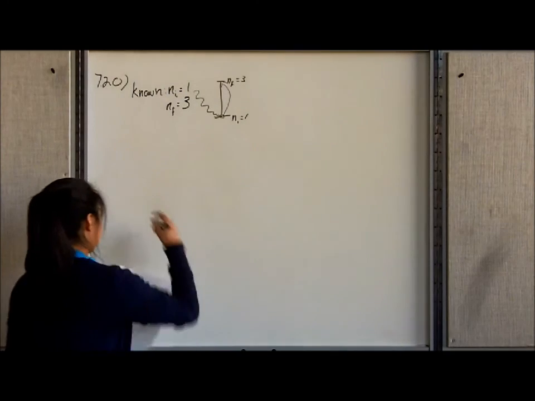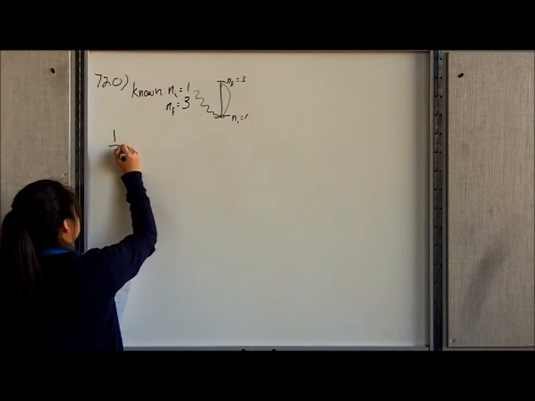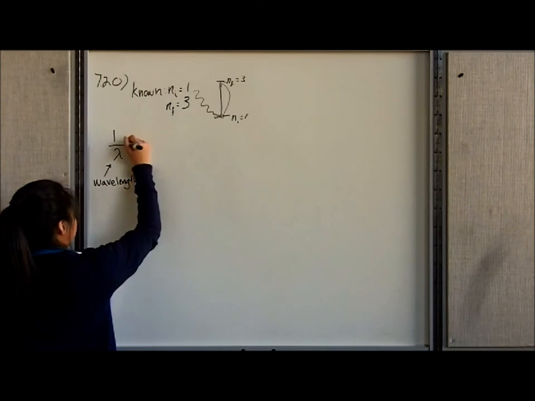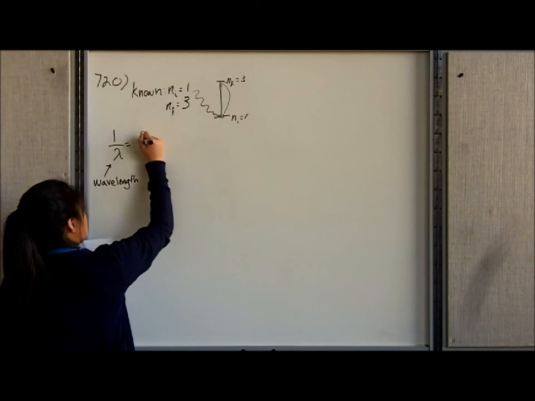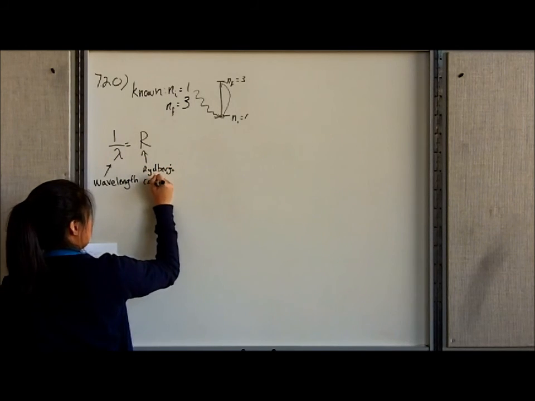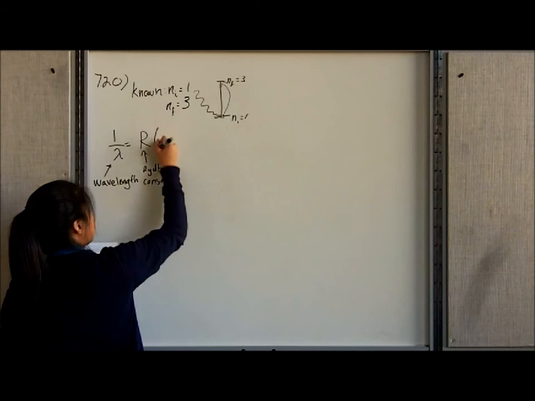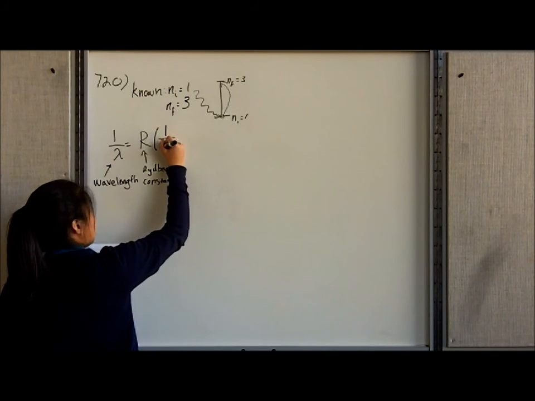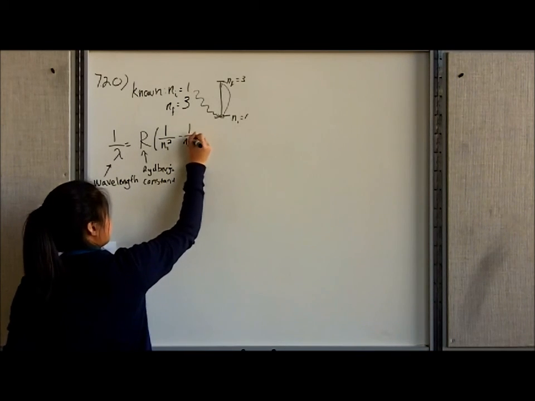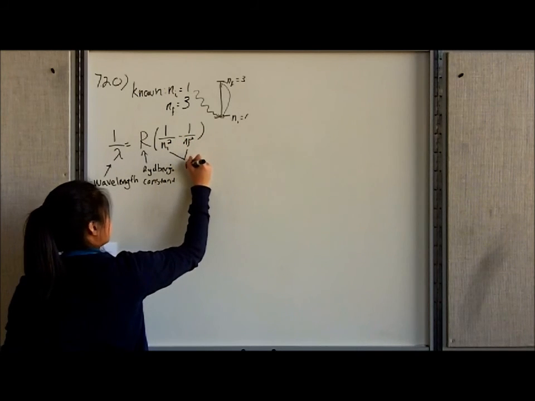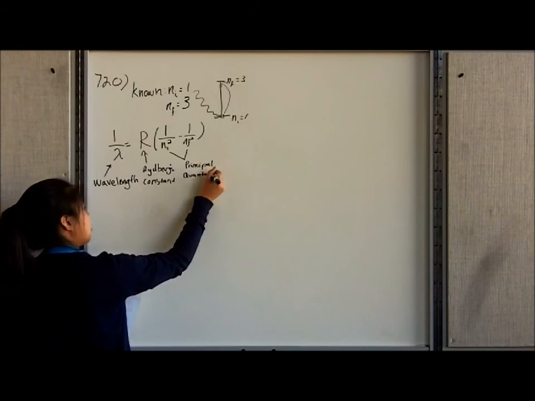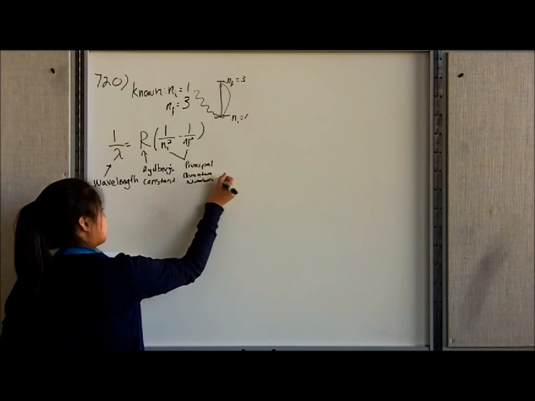They tell you to use Rydberg's equation. So we're going to write that out: 1 over lambda, which is your wavelength, equals Rydberg's constant, which is something you should memorize, multiplied by the inverse of n initial squared minus n final squared. These are essentially your principal quantum numbers. I like to visualize them as energy levels. It's a lot easier for me to see them that way when I do the problem.